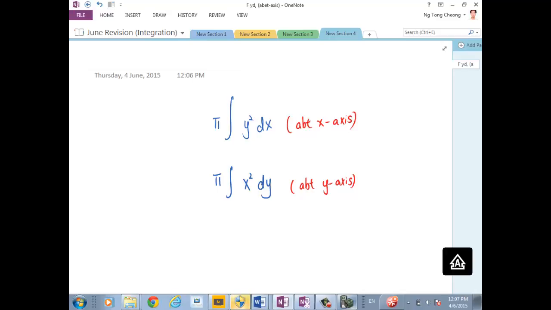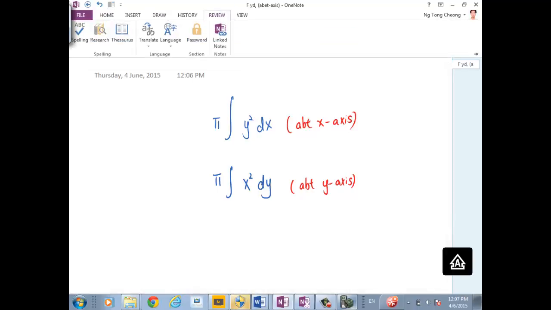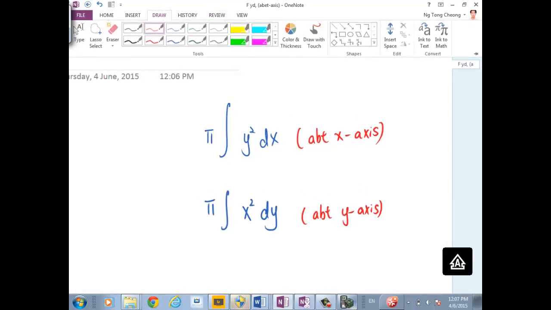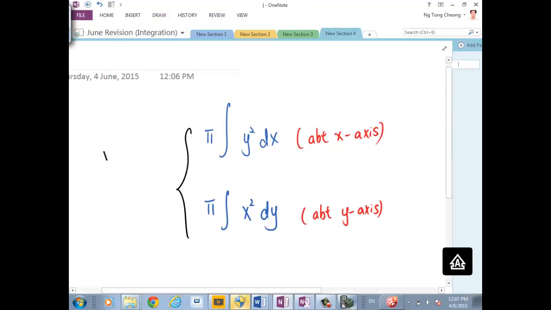This formula actually gives you the volume of a complete solid form, be it the one about x or the one about y, these two give you the volume of the complete solid form. Because I think some of you are quite confused over why sometimes you rotate about 360 degrees, why sometimes you only rotate about 180 degrees.